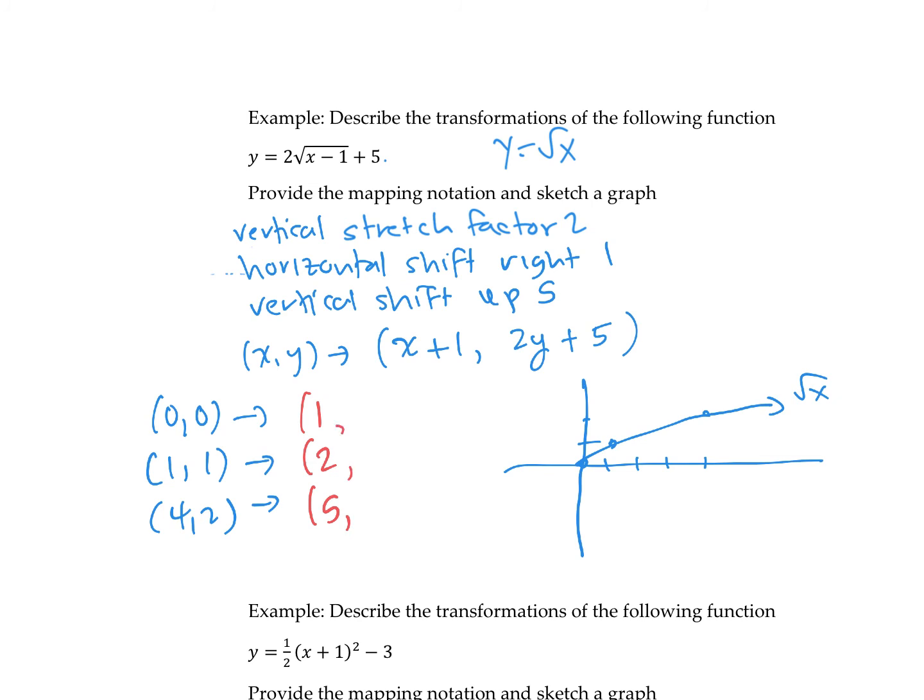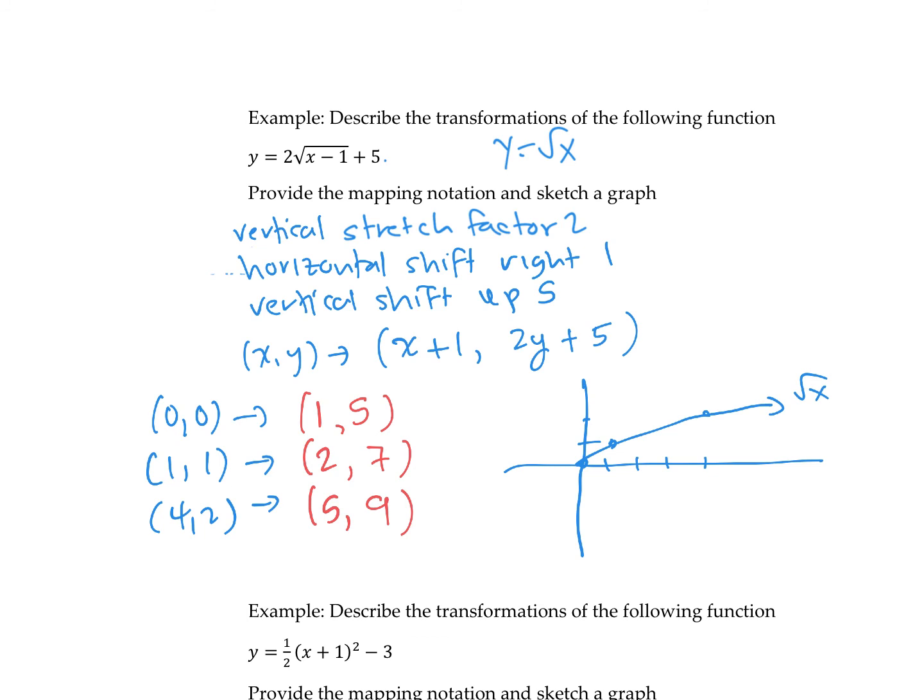What's going to happen to the y? Well, we're going to multiply by 2 and add 5. So 2 times 0 is 0, plus 5 is 5. 2 times 1 is 2, plus 5 is 7. And 2 times 2 is 4, plus 5 is 9. These are my new points.